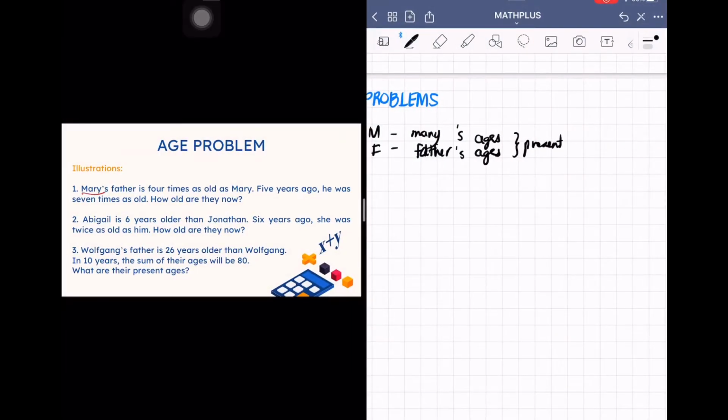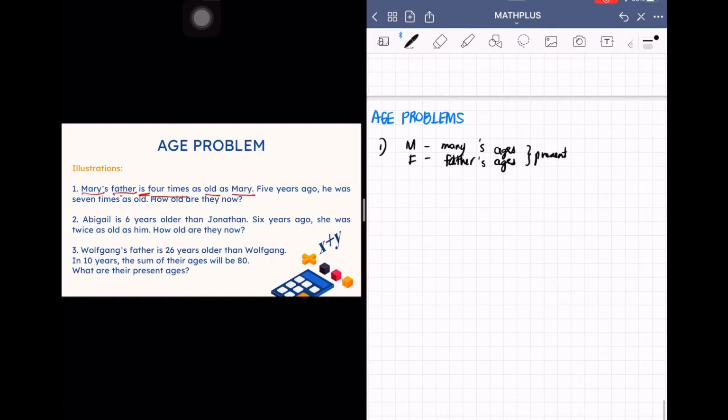According to this statement, Mary's father, that's F. Father is, so that's equals. Is represents present time, so I used F. 4 times as old as Mary, so that's 4 times the present age of Mary. The 5 years ago comes later. Didn't I say we should make a table? So let's create a table, which means you don't need to write this anymore and can just proceed with the table.